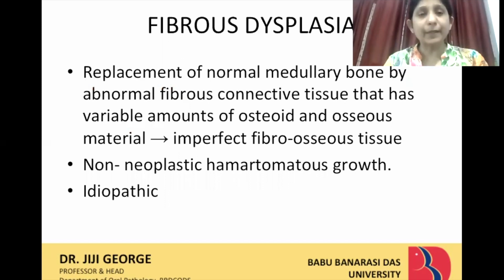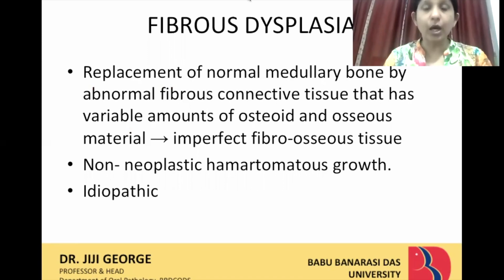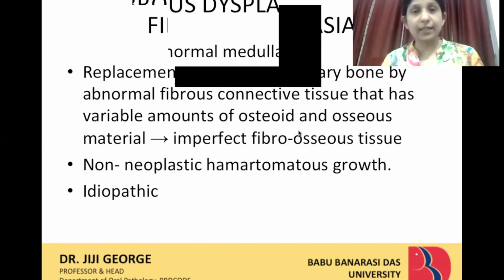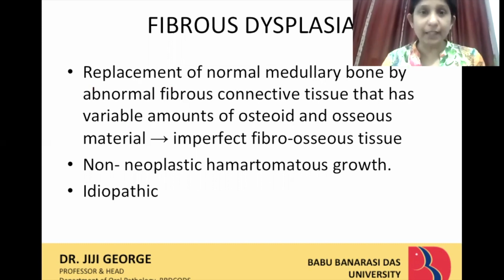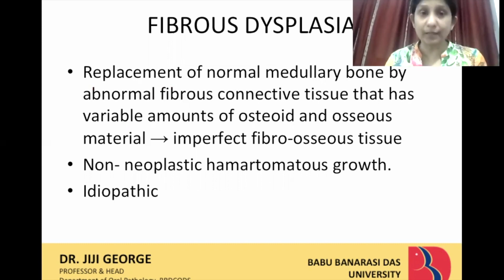Now, fibrous dysplasia is actually considered to be a hamartomatous lesion. So a hamartomatous lesion is nothing but a tumor-like malformation of the tissue, which basically is seen native to the area. So it is mostly a self-limiting lesion. For example, hemangioma is considered to be a hamartoma, not a benign tumor anymore. So similarly, fibrous dysplasia is also a tumor-like malformation.